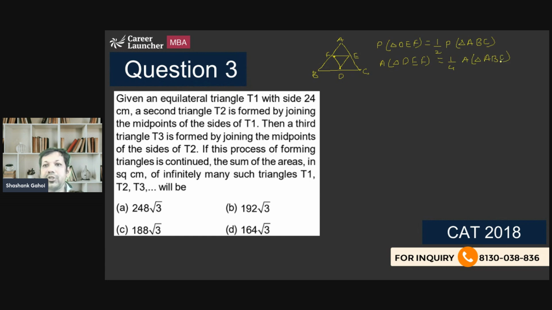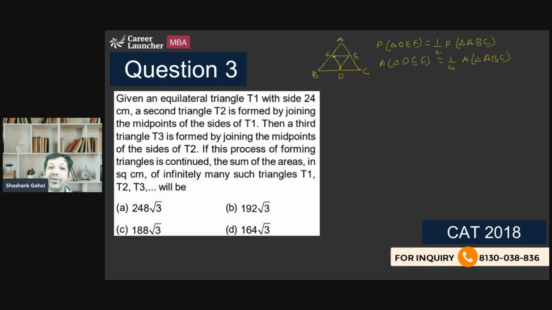Always remember this. So when I am talking about any triangle, if you join the midpoints, the perimeter will always be half of the initial perimeter. The area will always be 1/4 of the initial area. Always remember this. So in the equilateral triangle, the side is 24.